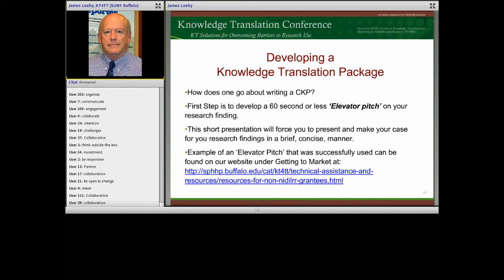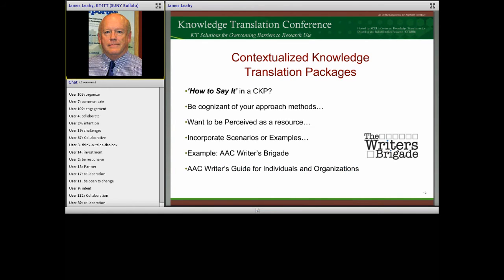Before we go further into contextualized knowledge packages or CKP, I mentioned earlier about knowing what to say, how to say it, and when to say it when dealing with the various stakeholders. What we just covered was an example of knowing what to say. Next up is how to say it. As you target the various stakeholder groups, you have to be cognizant of your approach methods. For example, when speaking with a company, you should not say anything negative about the company or its existing products. You want to be perceived as a resource to the company.